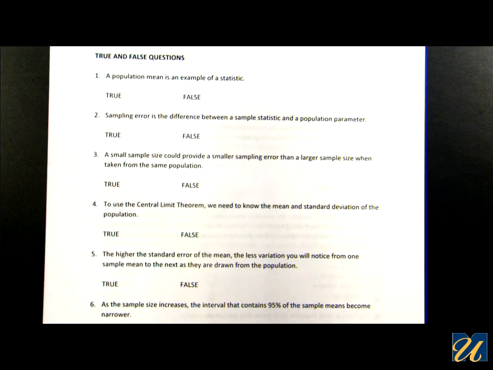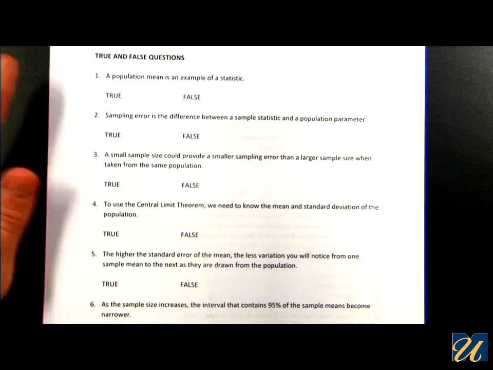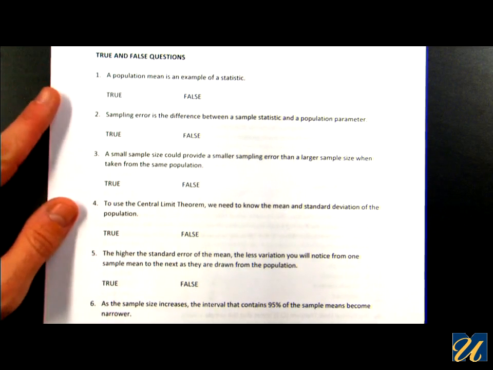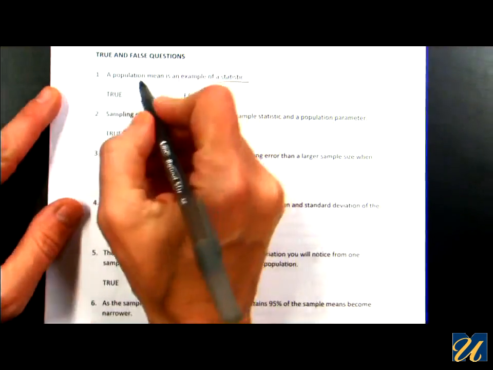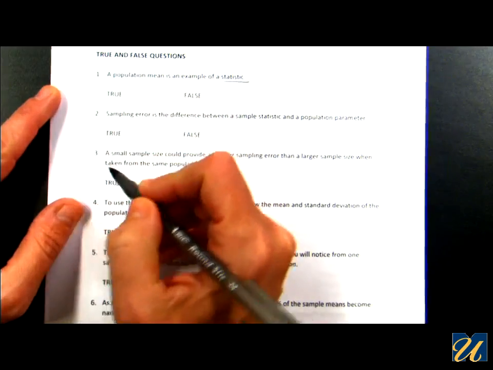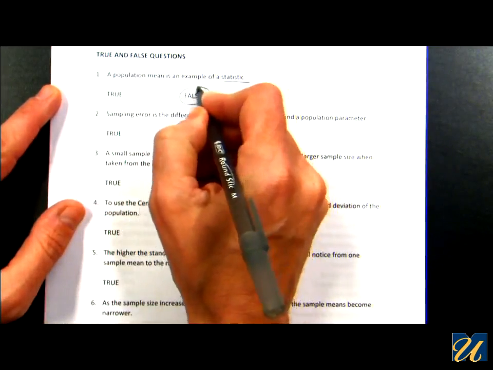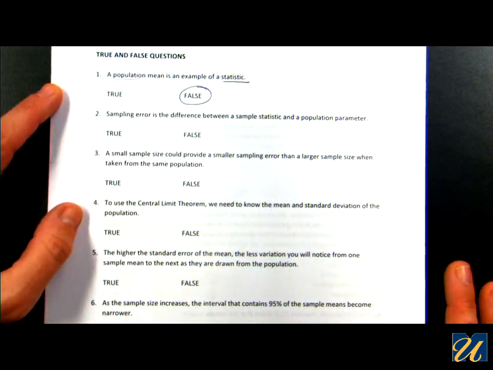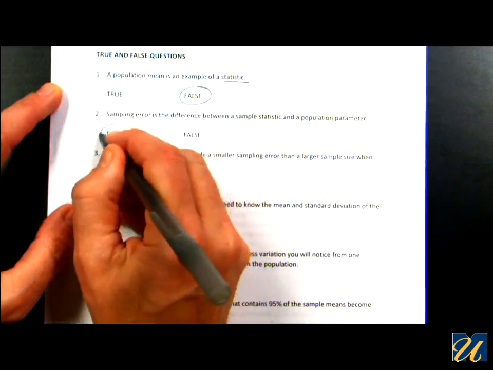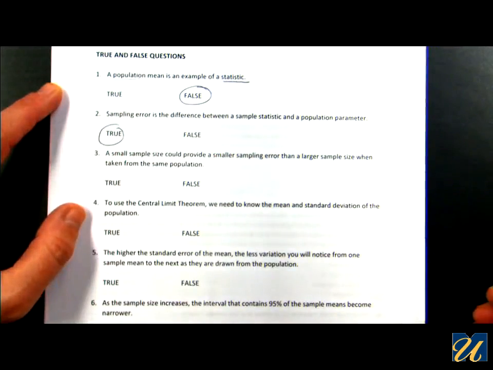Let's look at some true and false questions and problems from chapter 7. Starting with the true and false questions. A population mean is an example of a statistic. This is false. If it comes from a population, then it's a parameter. Sampling error is the difference between a sample statistic and a population parameter. That is true. We have x bar minus mu.